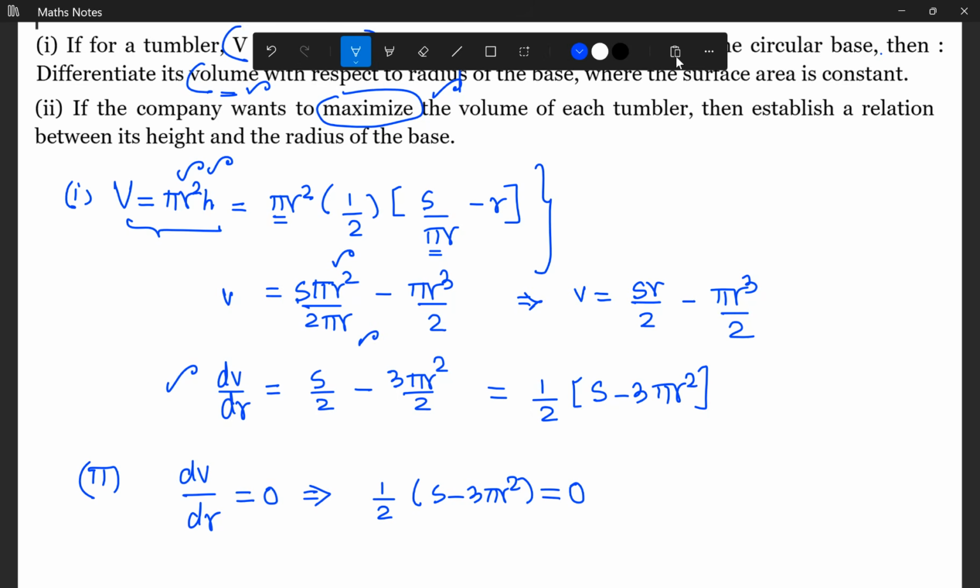We don't want that. So what we will do is we'll just write this expression S is equal to 3 pi r square, which means when the volume is maximum, the surface area would be 3 pi r square. You don't have to do the second derivative here unless otherwise asked in the question to verify this particular result. We don't have to use the second derivative. So S is equal to 3 pi r square. That is an important result we got.